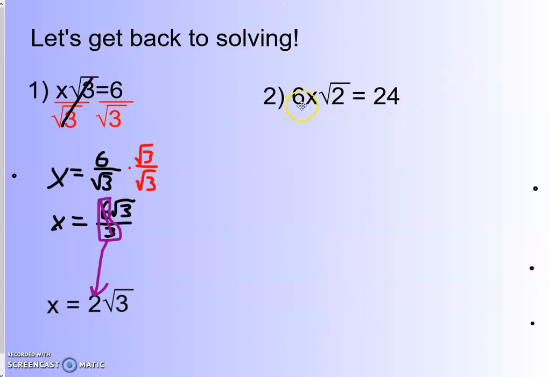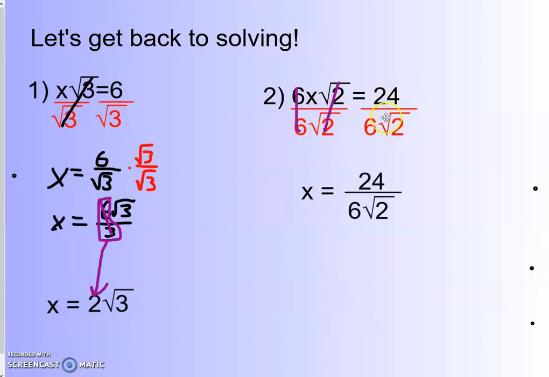Over here on this side, again, our goal is to get x by itself. Now I notice there's a 6 and a radical 2 both attached to that x. So if I divide by both the 6 and the radical 2 on both sides, the 6's go away, the radical 2's go away, and I end up with x on the left side, and on the right side, that big old nasty beast.